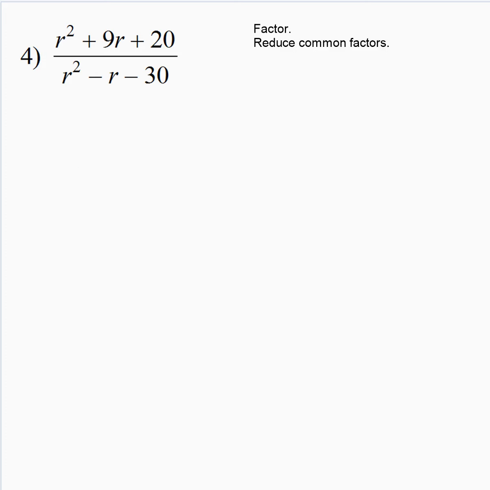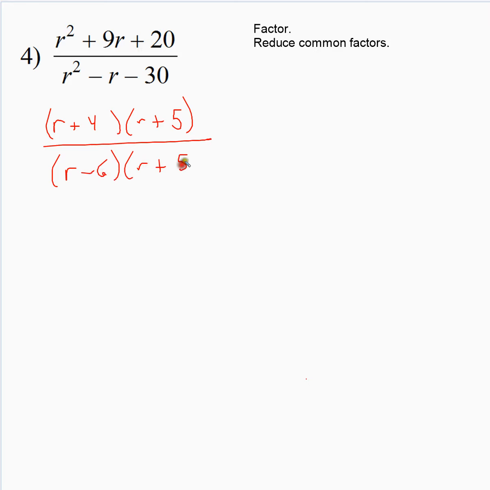Next one, we're going to do the same thing. We're going to factor. We have a trinomial here, so this numerator factors to r plus 4 times r plus 5. The denominator, we want factors of negative 30 that give us negative 1, so this is an r minus 6 and an r plus 5.